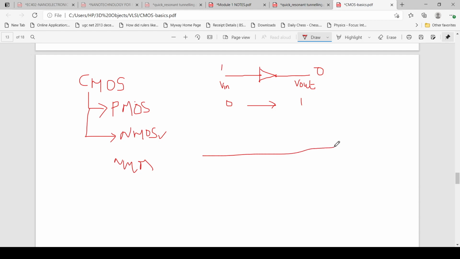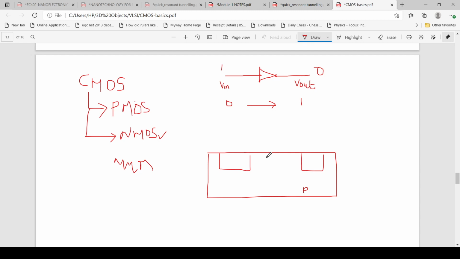We can draw the NMOS circuit like this. This is the substrate. In NMOS, the substrate is P-type, where we can see two heavily doped regions. The heavily doped regions are doped with N-type material. This plus symbol indicates that these two regions are heavily doped. This heavily doped region will act as the source and the drain region.